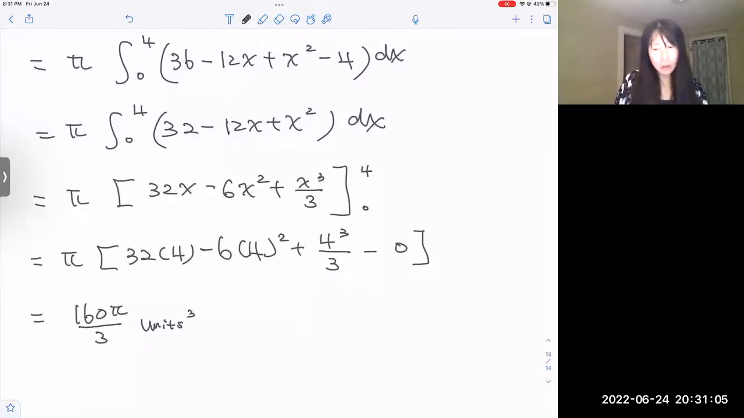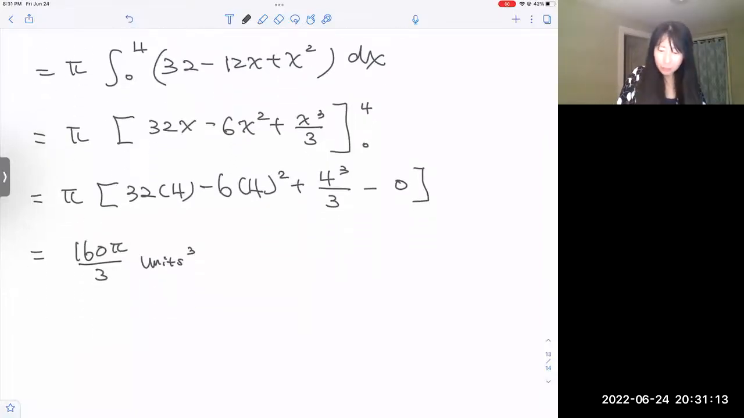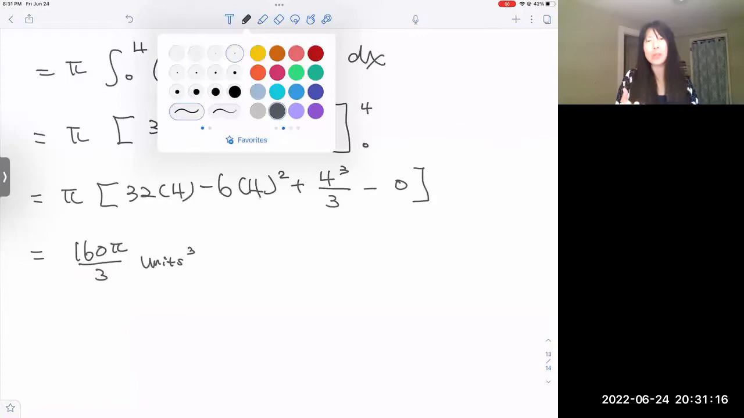Okay, now we want to do revolving about the y-axis. This is the last one. Your book doesn't have an example about that, so I have one example from another book.